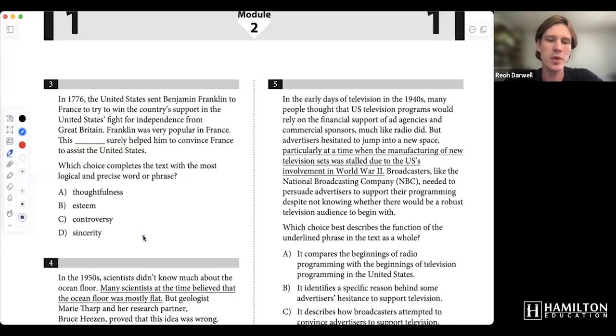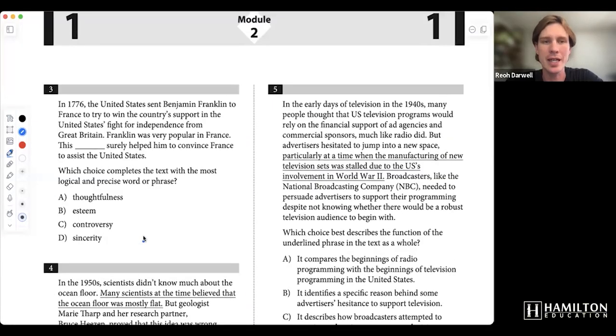All right, so question three is the last vocab question on the test and on module two. Pretty straightforward here. We're basically saying that Benjamin Franklin was popular in France, which was helpful in getting France to assist the United States. What does this mean, popular in France? We're looking for something that has a similar connection.